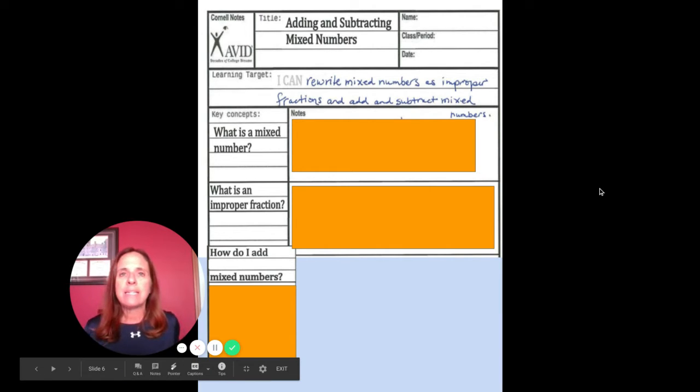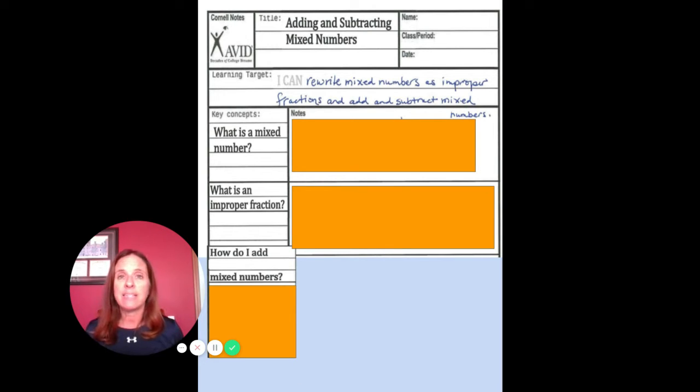Adding and subtracting mixed numbers is the notes page. We're just going to focus on adding today. But go ahead and fill in that learning target: I can rewrite mixed numbers as improper fractions and add and subtract mixed numbers. By the end of today, you'll be able to do the improper fraction part and add mixed numbers. We'll come back around and subtract.